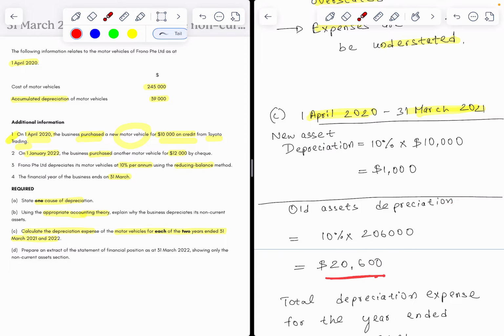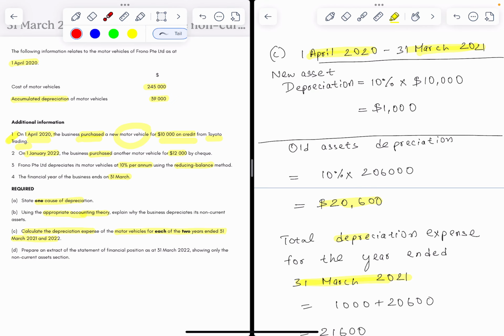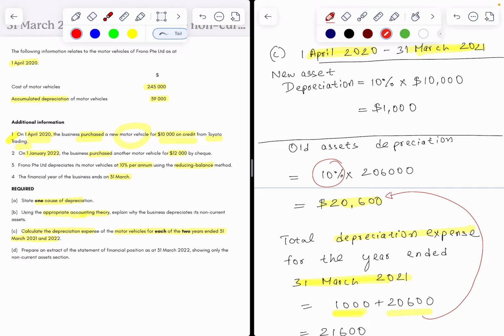So altogether, for the year ended 31 March 2021, the total depreciation expense is $1,000 for the new asset, which we bought on the first day of the financial year, and $20,600, which is the old assets depreciation that we calculated by multiplying the depreciation rate on the net book value, because that is what we do when we use the reducing balance method for assets that have been already purchased in previous years, okay?